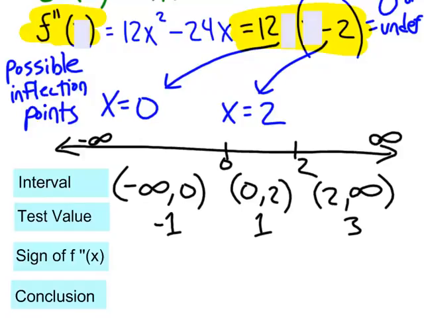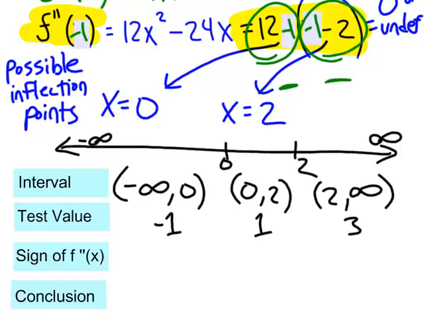And if I plug in our first test value of negative 1, I'm going to get a negative 12 times negative 1 times another negative. Negative 1 minus 2 is also negative. So that means my sign of f double prime is negative times negative, or positive.